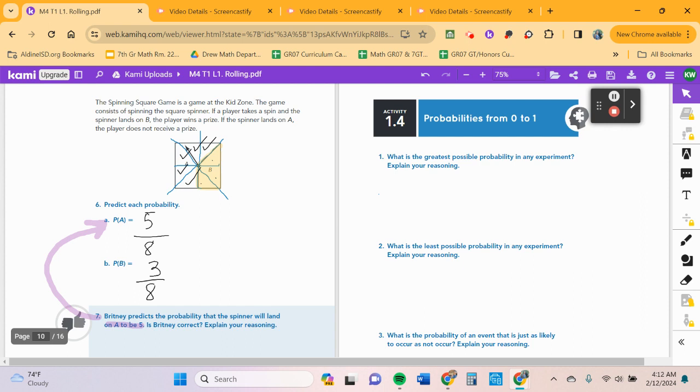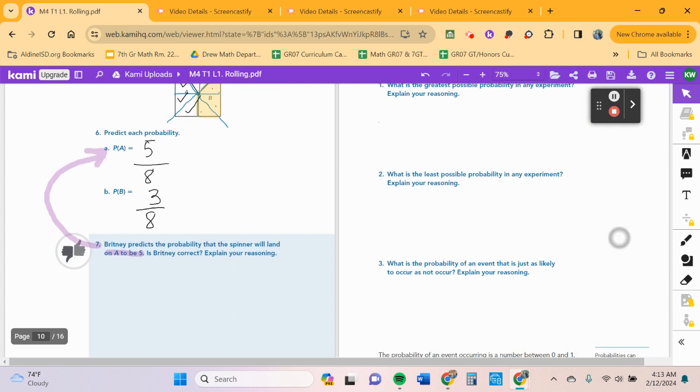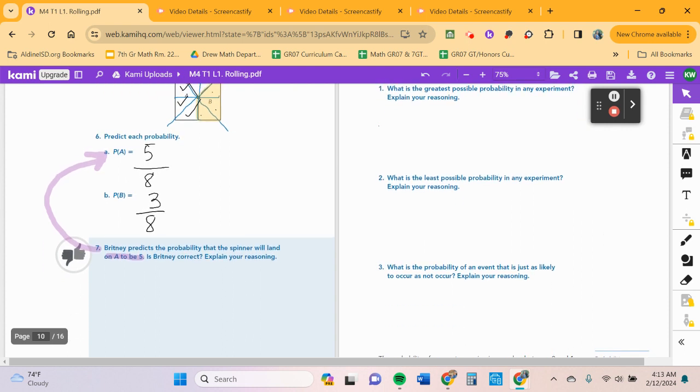Question number 1 says, what is the greatest possible probability in any experiment? Explain your reasoning. Number 2 says, what is the least possible probability in any experiment? Explain your reasoning. And number 3 says, what is the probability of an event that is just as likely to occur as not occur? Explain your reasoning.